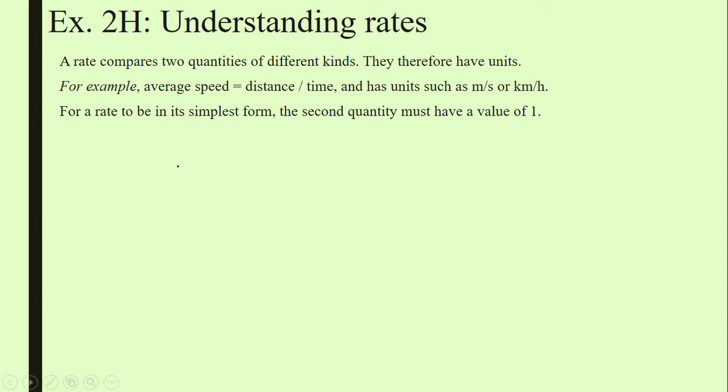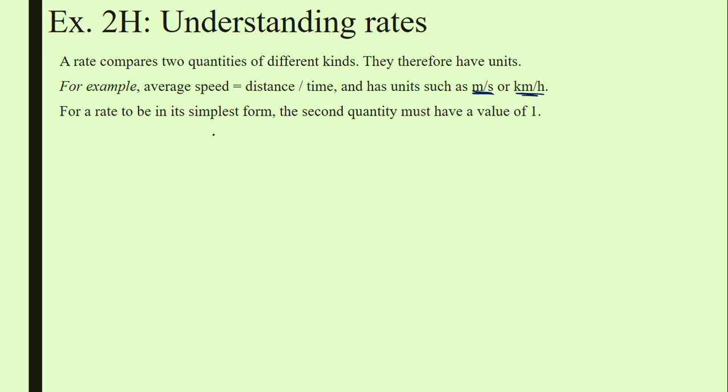Remember how we had ratios in our previous few sessions that compared quantities of the same kind? Rates compare those of different kinds. Therefore, we have to include their units. So, for example, average speed is given by distance divided by time. So our units would be meters per second, with distance in meters and time in seconds, or kilometers as your distance and hours as your time. And these would be the units of speed.